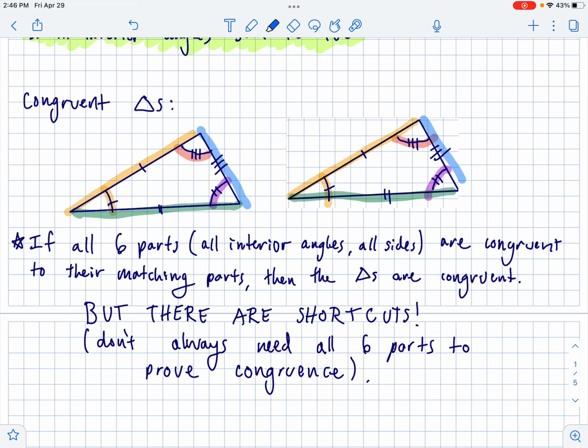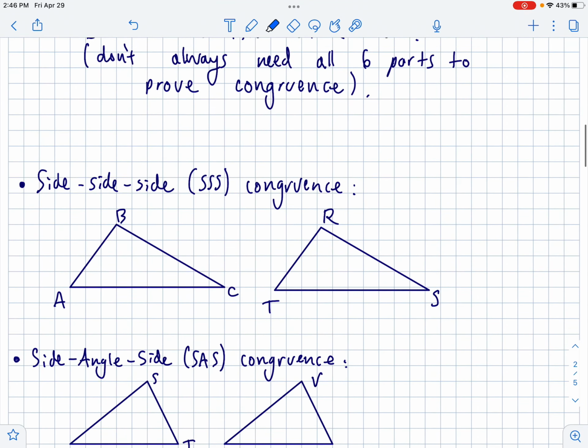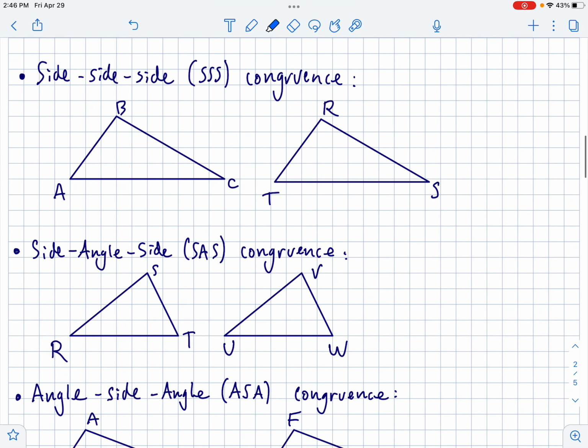So if all six parts, the interior angles and all the sides, are congruent, the triangles are congruent to each other. But you don't need all of that information to say these two triangles are congruent. There's shortcuts. You don't need all six bits of information. You can have just a few of them and then say, oh, the rest must be equal because these certain parts are equal. So we got a bunch of triangle congruences here.